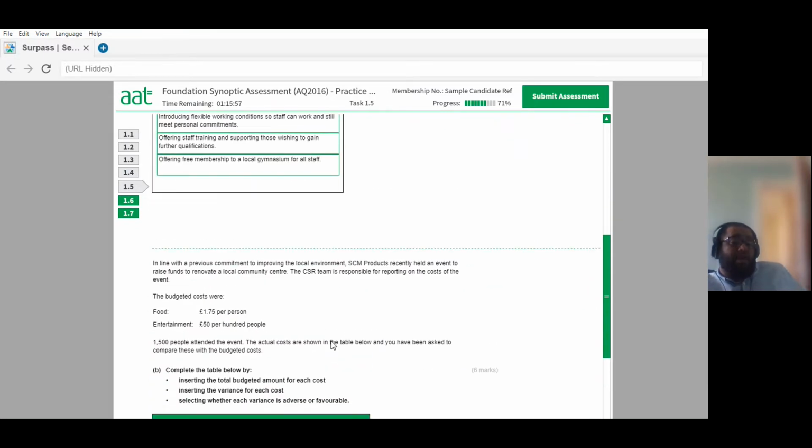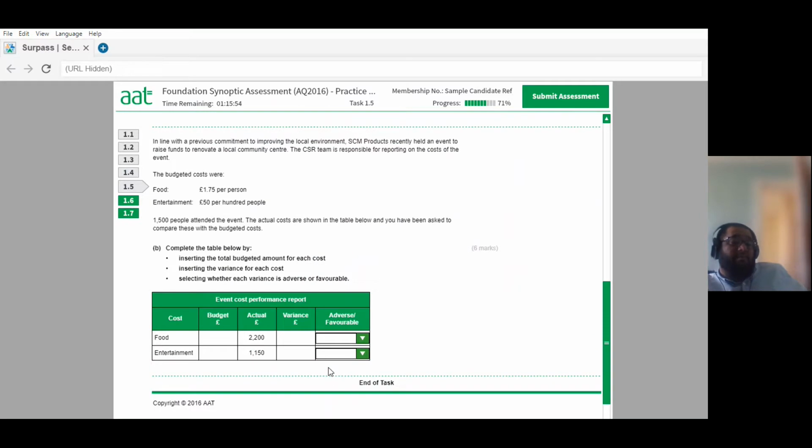The next question, on the other hand, in line with the previous commitment to improving the local social environment, SCM Product recently held an event to raise funds to renovate the local community core. The CSR team is responsible for reporting on the costs of the event.